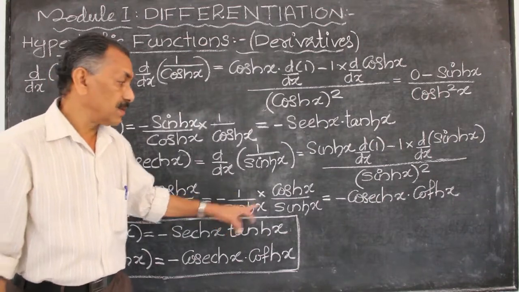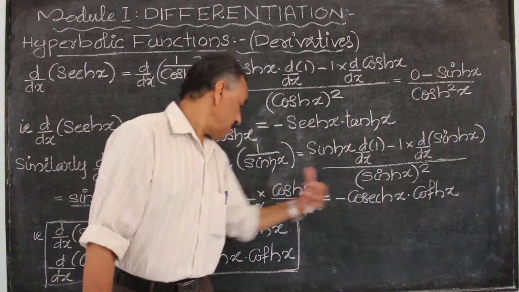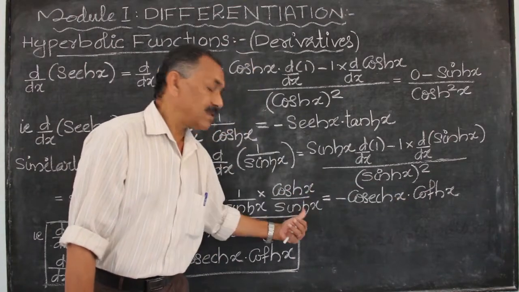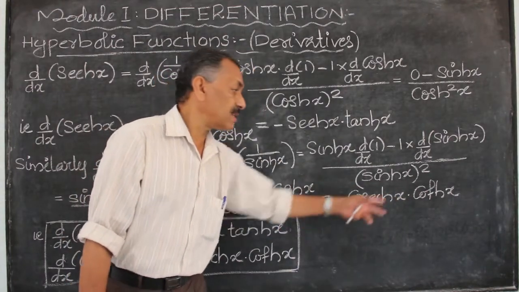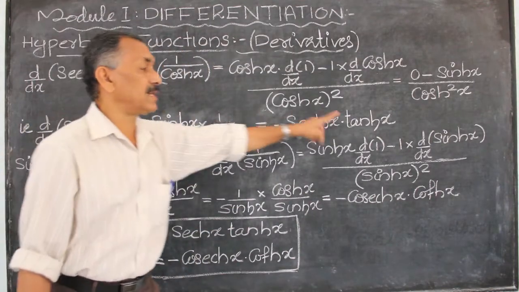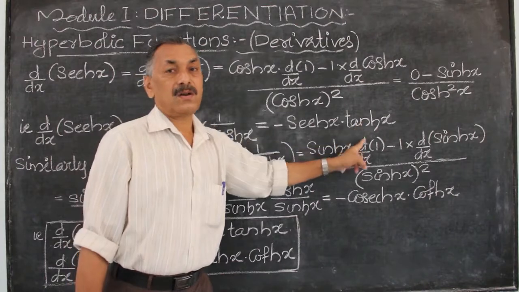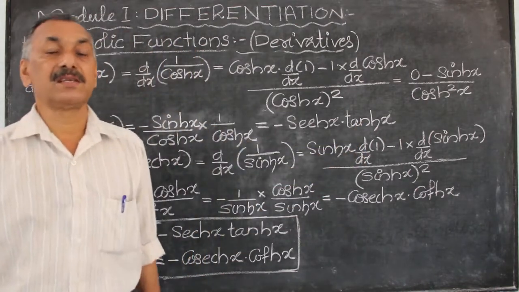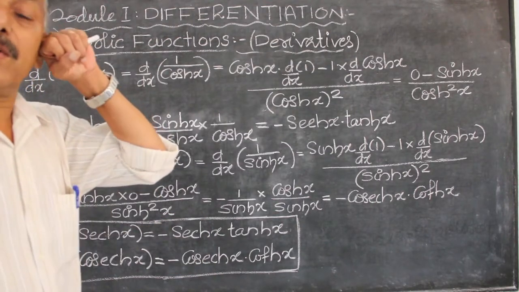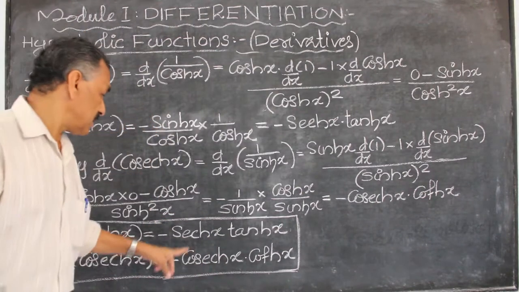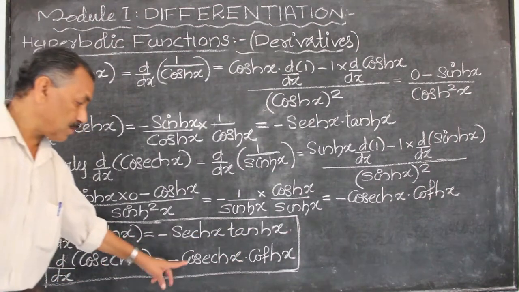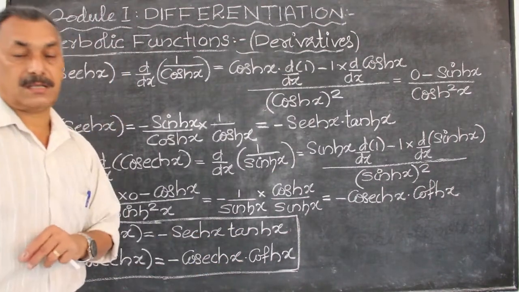1 by sin hx is equal to minus cosecant hx. Sorry, 1 minus this, minus cosecant hx into cos hx by sin hx, into cot hx. Here sin hx by cos hx is equal to tan hx. So derivative of cosec hx is equal to minus cosec hx into cot hx. Derivative of sec hx is equal to minus sec hx into tan hx. Derivative of cosec hx is equal to minus cosec hx into cot hx.